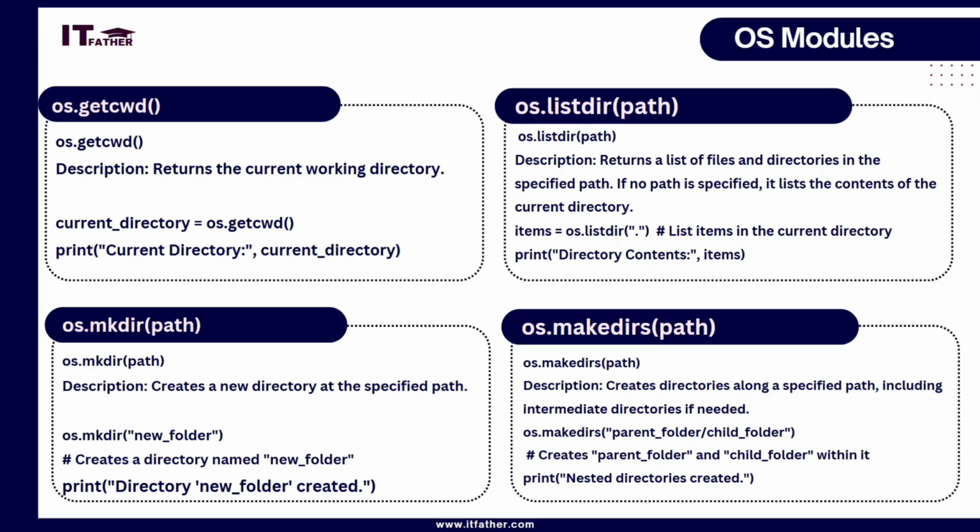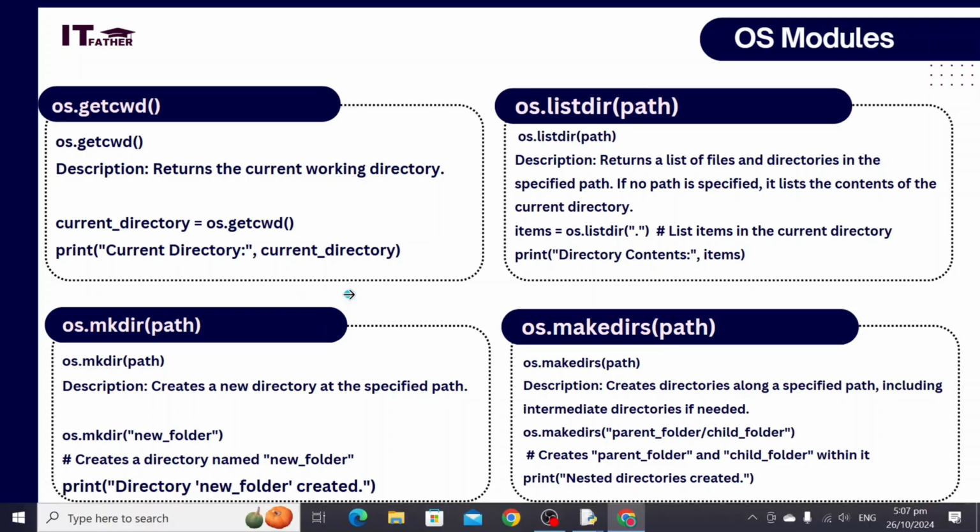We have to be very specific and careful while using the OS model, because it is going to make direct changes to your computer system, right? So first we have a function or method, we can say getcwd. This method returns the current working directory. In whichever directory we are working right now, it will return that current working directory.